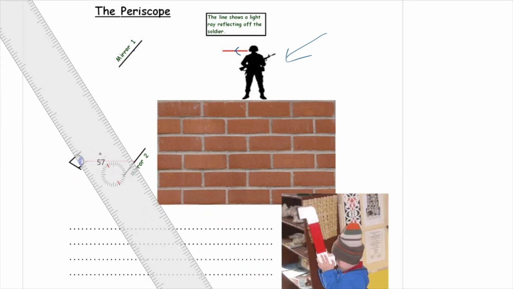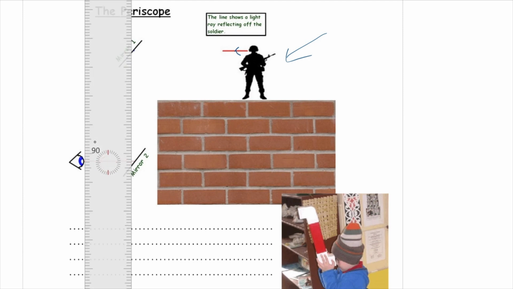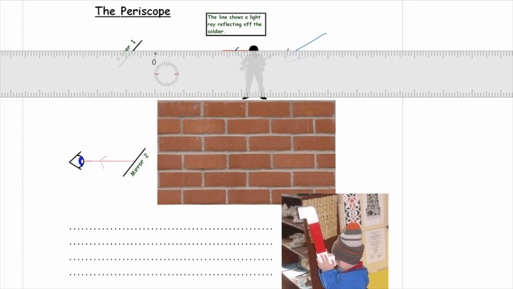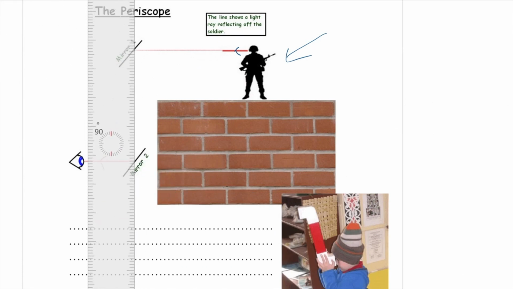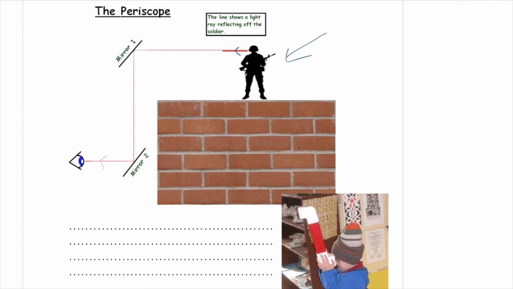And what you need to do is, you should really start from the top like that, and then draw the reflected rays. They should all match up. It's important to show the direction that the light is travelling. It's going from the soldier to the eye.